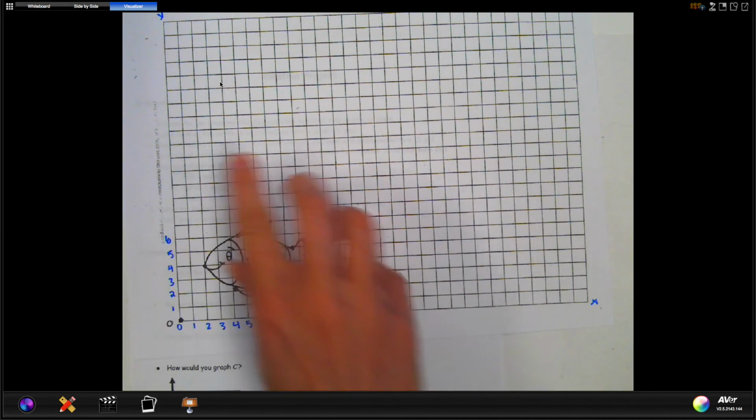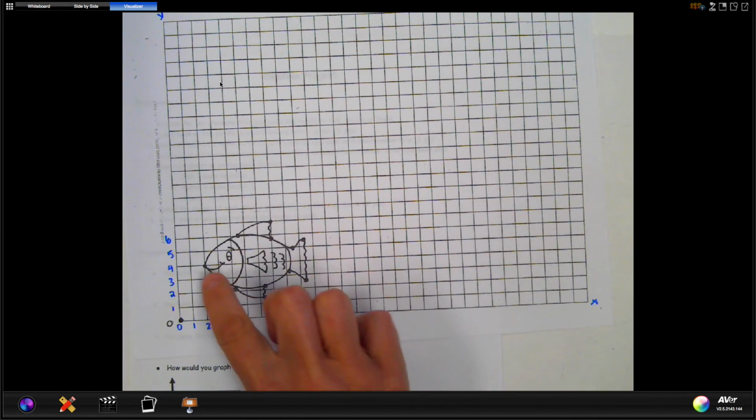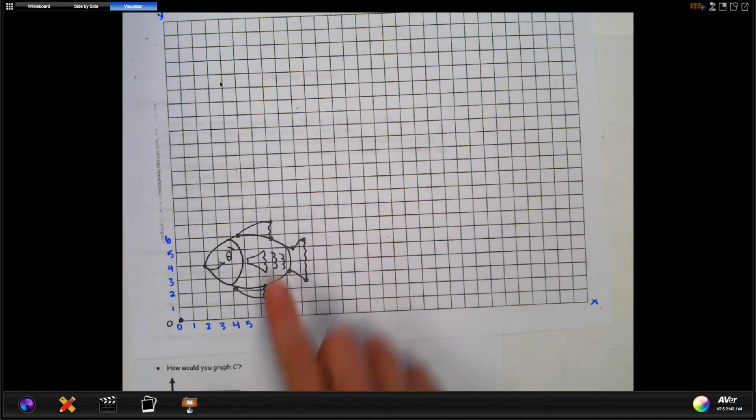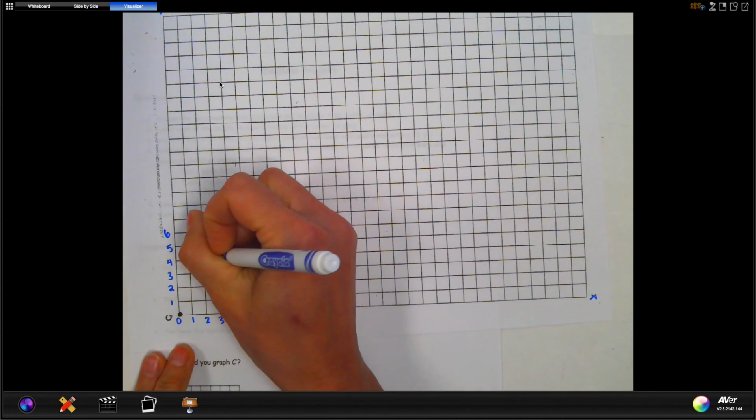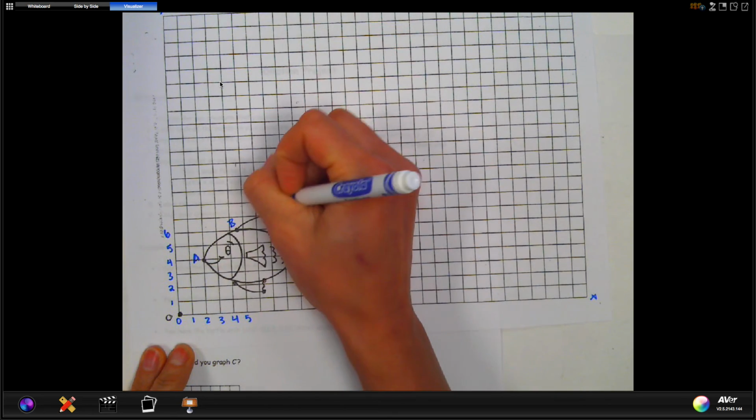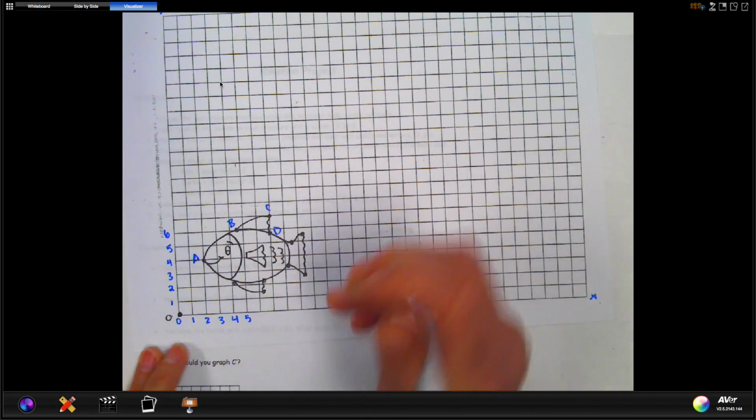So, to begin, whatever character you have, you want to start by labeling each of these dots with a letter. So I'm just going to do a couple of them around this fish, but you want to label them all on the character that you've got.